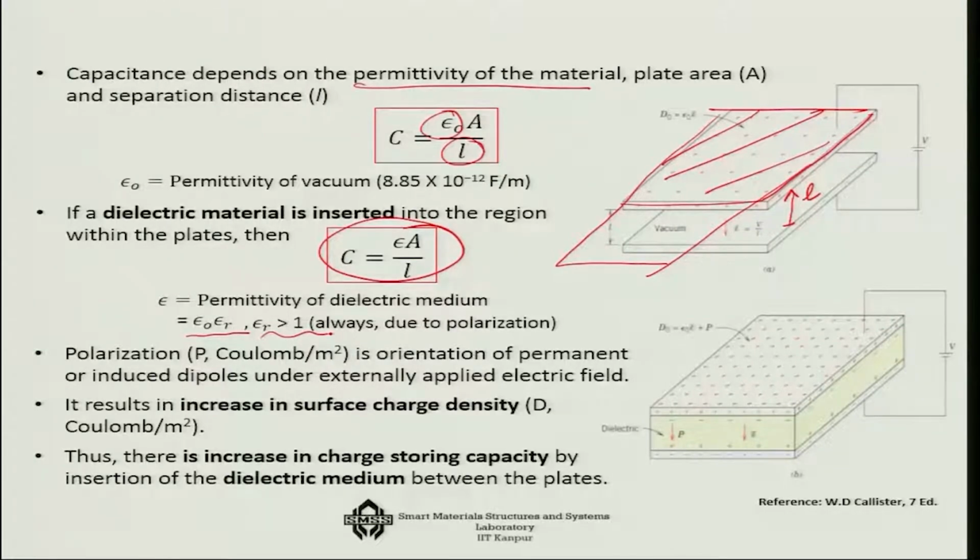Then polarization is the orientation of the permanent or induced dipoles under an externally applied electric field. I already told you, and it results in an increase in the surface charge density D, which is measured in coulomb per meter square. Thus there is an increase in charge storing capacity by insertion of the dielectric medium, because in comparison to the vacuum it has epsilon r which is greater than unity. So, there will be more charge that you will be able to store if you insert a dielectric medium in the system.